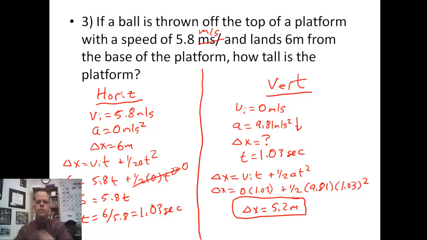So this would be a 5.2 meter tall platform. Key things to remember: separate horizontal and vertical. Horizontal acceleration is always 0. Vertical acceleration is always 9.81 going down. The only variable that's the same for horizontal and vertical is time.